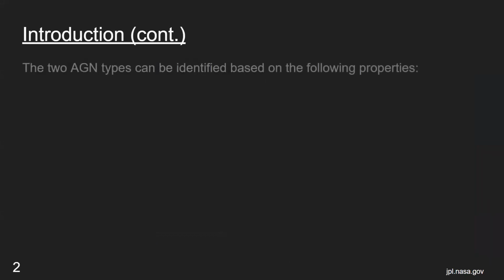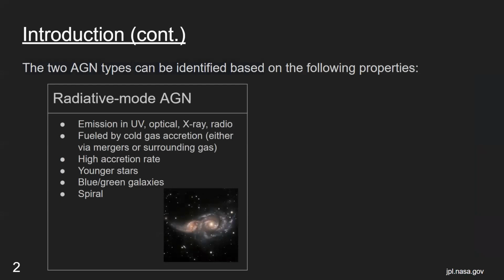All right, so the first one is what is known as the radiative mode AGN, and this is the more classical picture. It resides in younger galaxies with blue-green hues. They're typically spirals. They have emission across the spectrum in UV, optical, X-ray, and radio waves. They're fueled by cold gas accretion, either via mergers with other galaxies or surrounding neighborhood gas, and they have a high accretion rate. So this is the classical picture of an AGN with these younger spiral galaxies.